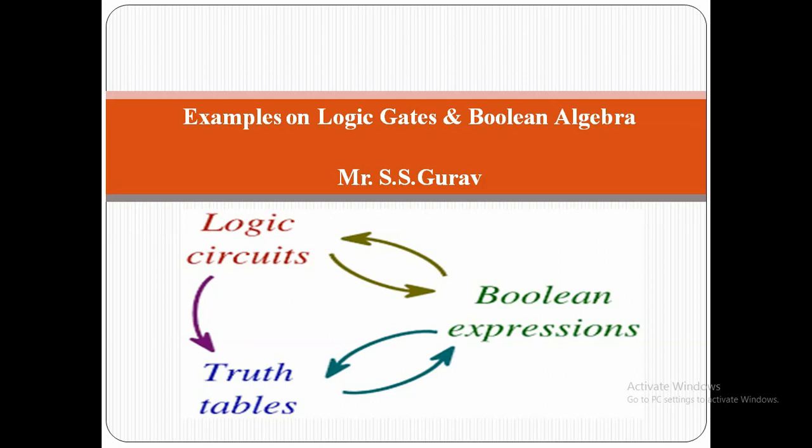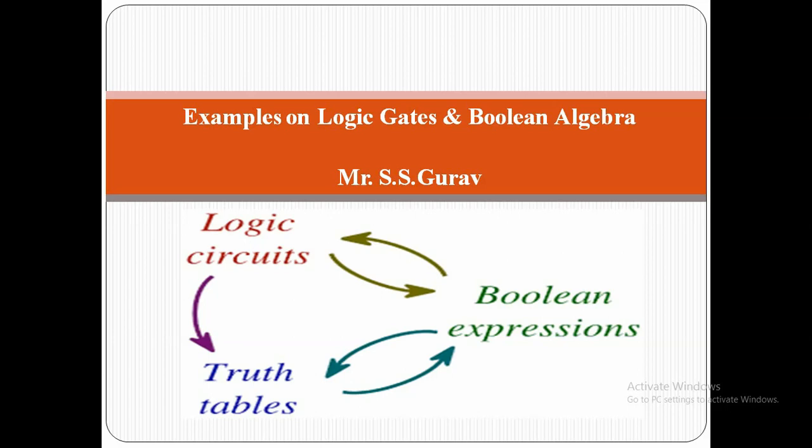Because we have to solve different types of problems. Then we get the laws, then we get the logic gates, how they work, and all those problems we solve. Hence I am choosing today's topic, examples on logic gates and Boolean algebra. It means you will become perfect in the laws, and then we will easily solve different types of problems on Boolean algebra as well as logic gates.